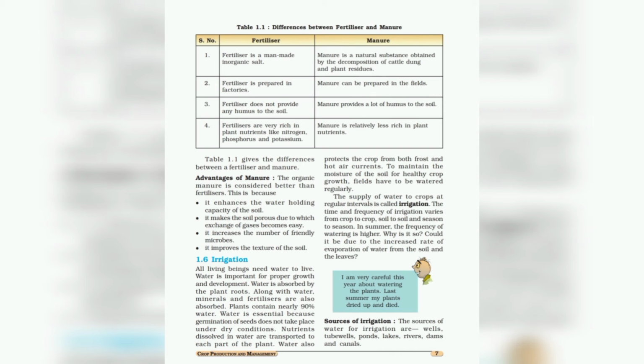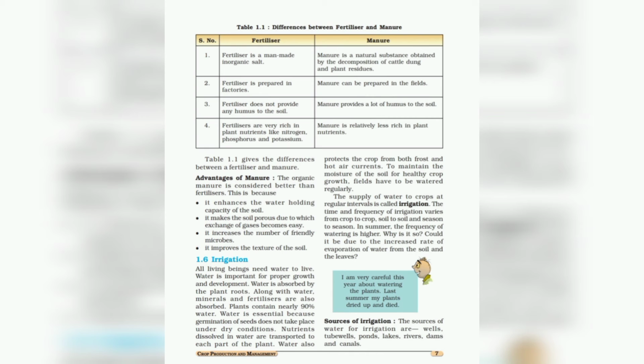So we can say that water is essential for the growth of the plant because it is important for proper growth and development, and it is absorbed by the root. Along with water, minerals and fertilizers are also absorbed, and water is essential for germination of seeds, and for carrying out the process of photosynthesis to make food, and it dissolves nutrients which are transported to each part of the plant.